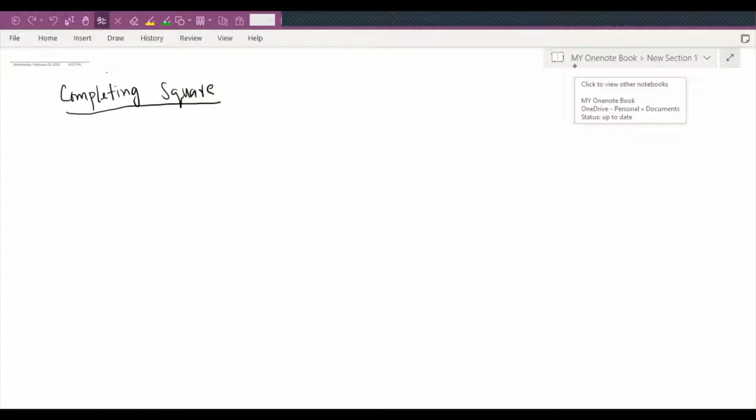Hello, this topic is completing the square. We use completing the square in quadratic expressions and quadratic equations. Today we will see how we express a quadratic expression in completed square form. What is completed square form? There are two forms of completed square form.